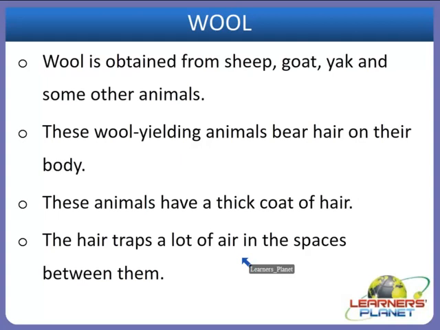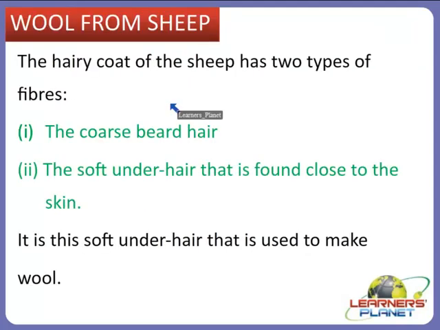So basically we can say that wool comes from animals like sheep, goat, yak, etc. The hair which is present in them keeps these animals warm, because hair traps a lot of air and air is a poor conductor of heat. It does not allow the heat to pass. And so we can say that wool is derived from these hairy fibers. Now, let us see how we can obtain wool from one such animal which was first domesticated. Yes, sheep. So let us now study about wool from sheep.